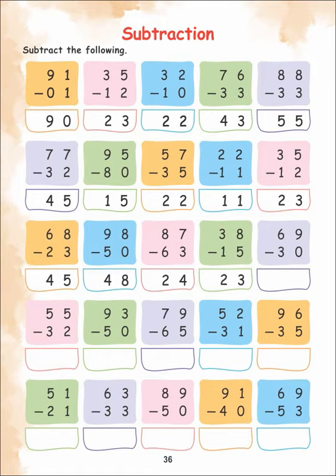69 subtract 30, 39. 55 subtract 32, 23. 93 subtract 50, 43. 79 subtract 65, 14. 52 subtract 31, 21. 96 subtract 35, 61. 51 subtract 21, 30.